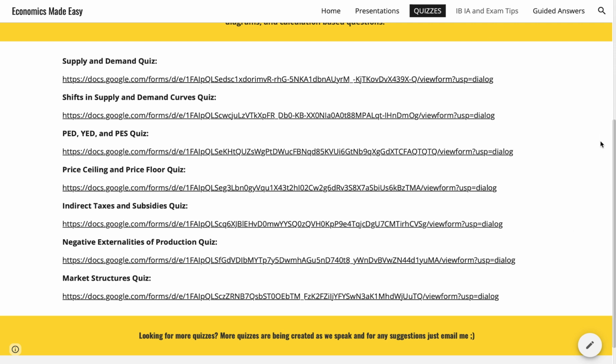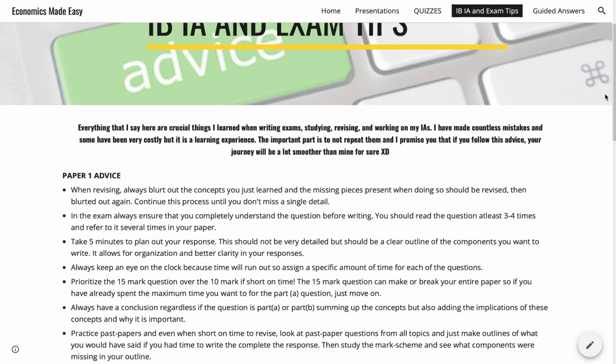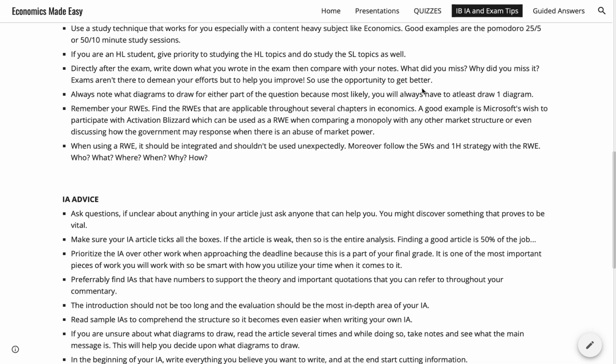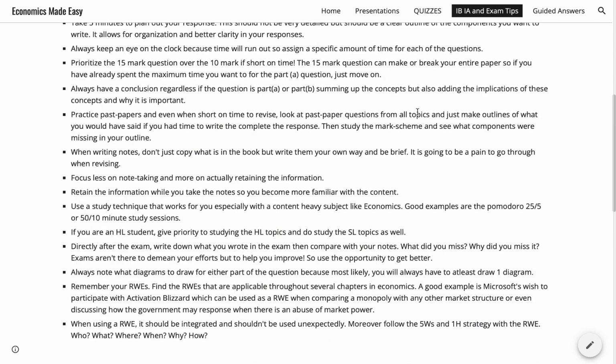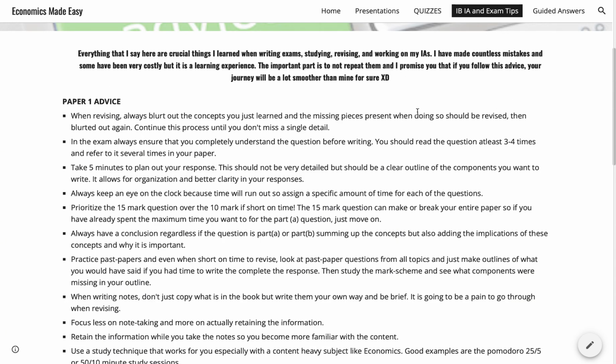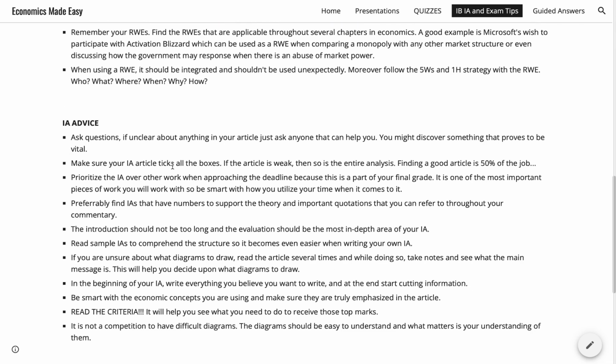Now this is the place where I felt a lot of sadness and happiness at the same time, as I've made a lot of the mistakes here that have cost me that upper grade boundary, and has led to me receiving the lower one. But these are all mistakes which we should learn from. So these are just some advice for the different papers. So I already have advice on paper 1, IA advice.